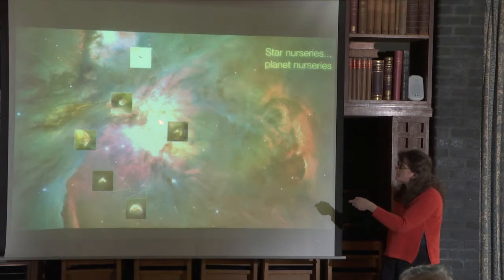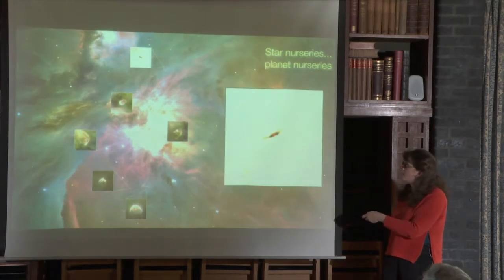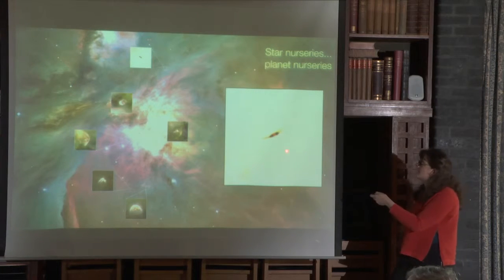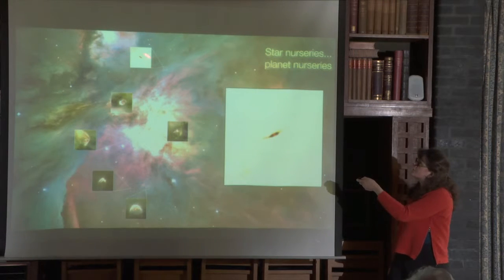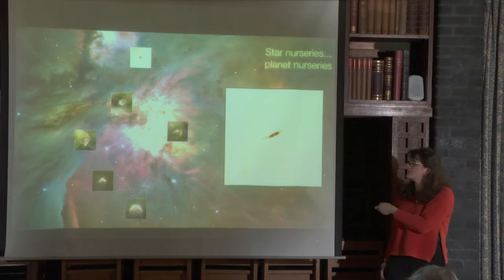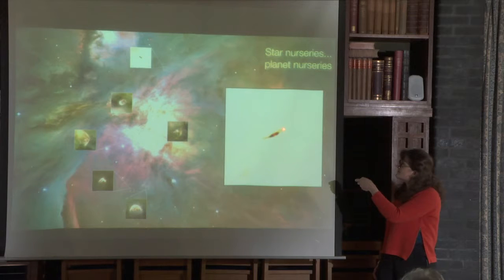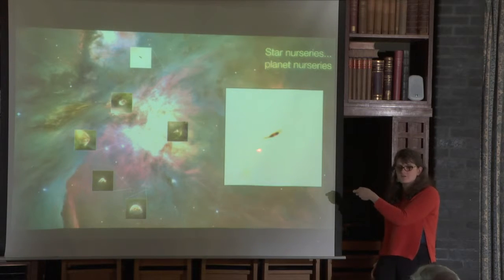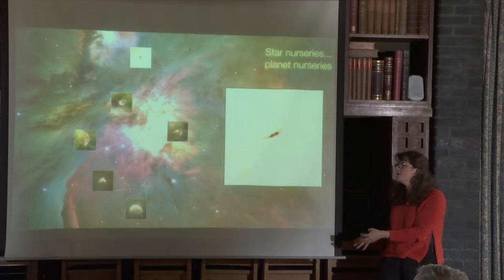And in these proplyds, we actually see protoplanetary disks, which are actively forming planets, presumably. So this is just a zoom of this disk, which is seen in silhouette on the background of bright nebula emission. And you can see a disk. Now, this is several thousand astronomical units across, so we're looking at very large scales.